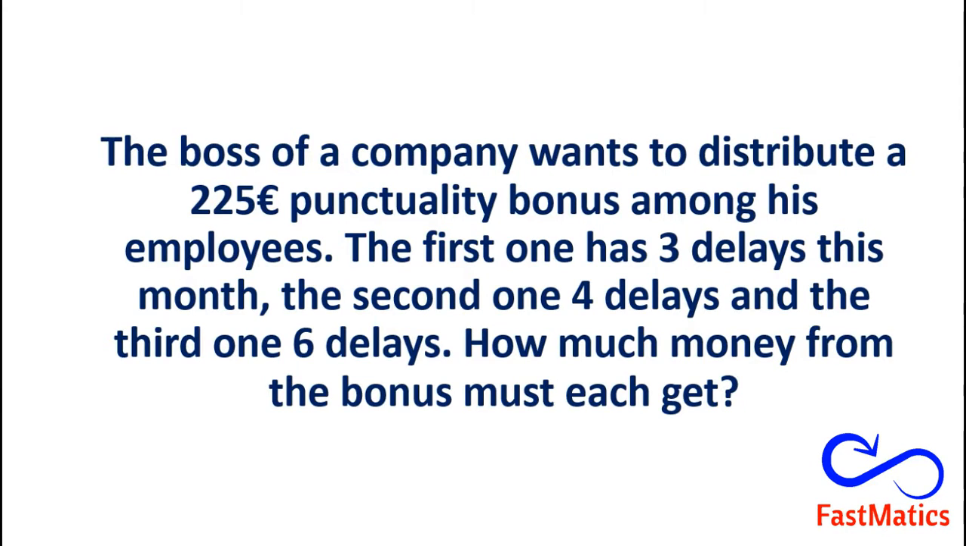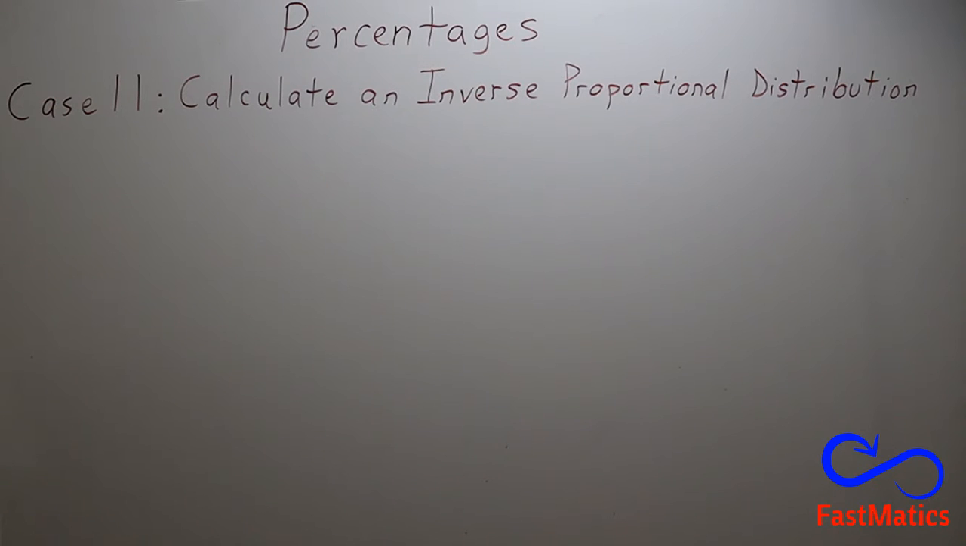The boss of a company wants to distribute a 225 euros punctuality bonus among his employees. The first one has 3 delays this month, the second one 4 delays, and the third one 6 delays. How much money from the bonus must each get? Well, first of all, we have to remember that all percent problems can be solved using the rule of 3.